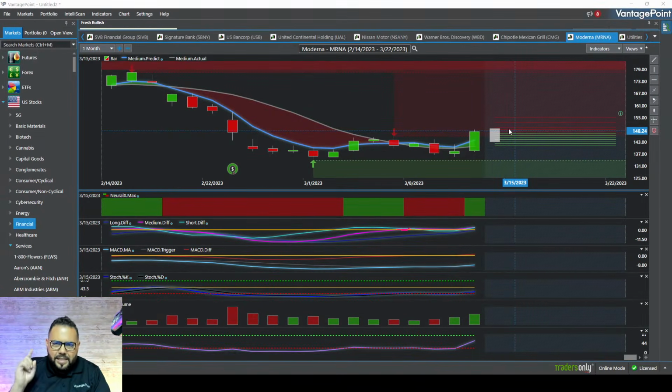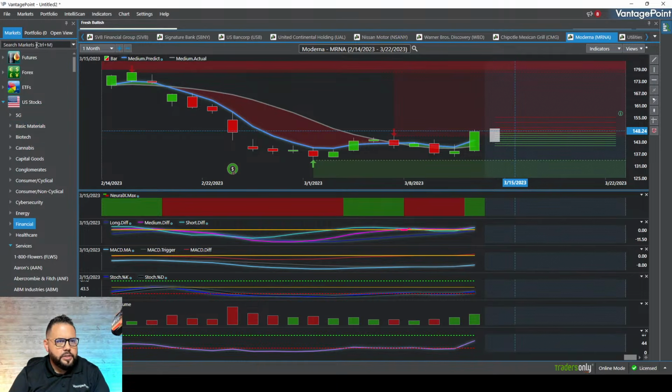So again, IntelliScan found it. The indicators identified it. My options indicators gave me a good place to go based off of the predicted VantagePoint indicators. And this looks like this would have been a successful opportunity right out of the artificial intelligence today.